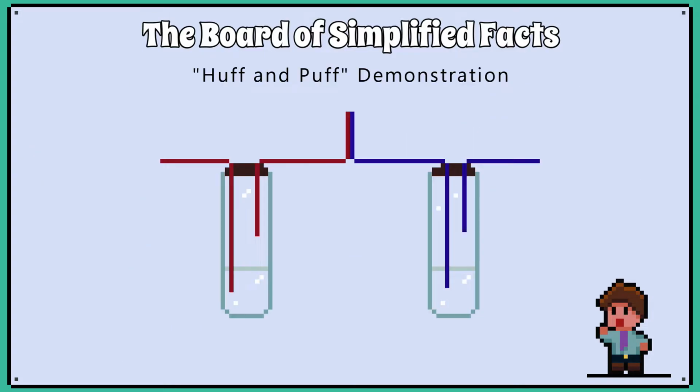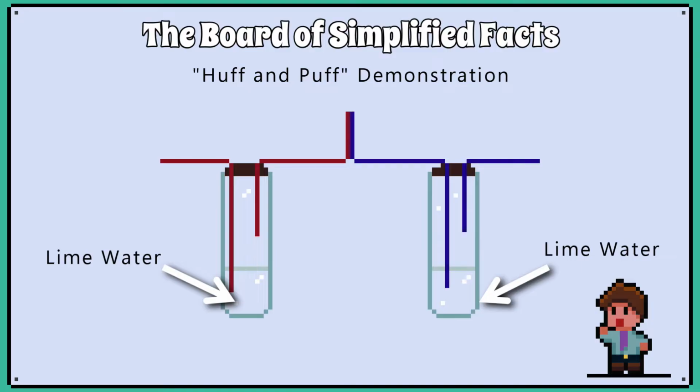A simple huff and puff demonstration can show how exhaled air has more carbon dioxide than inhaled air. Lime water is used as a test for carbon dioxide. If the lime water turns cloudy, or some describe it as milky, then that means carbon dioxide is present. Inhaled air is drawn through one boiling tube containing lime water, and then exhaled air is passed through a second boiling tube containing lime water. The exhaled air should turn the lime water milky.